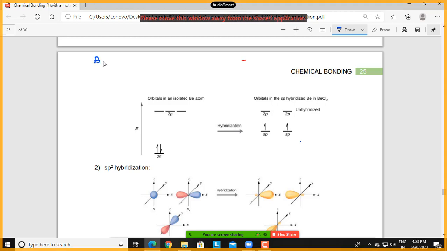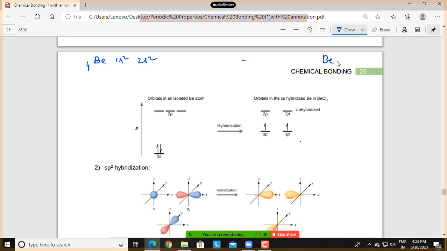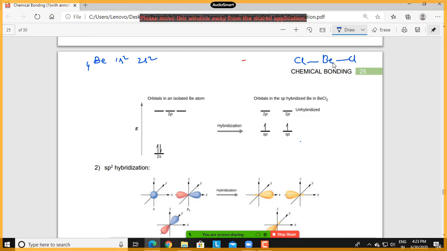In beryllium, what is the electronic configuration? Beryllium has 4 electrons, so 1s2 and 2s2. You have 2s2, both the electrons are paired, so forming a bond with chlorine is difficult. Chlorine makes a single bond. Now let us make the Lewis structure of BeCl2. But the beryllium valency shell contains 2 electrons, so 2 plus 2, 4 electrons, incomplete octet. So by Lewis theory, we cannot explain.